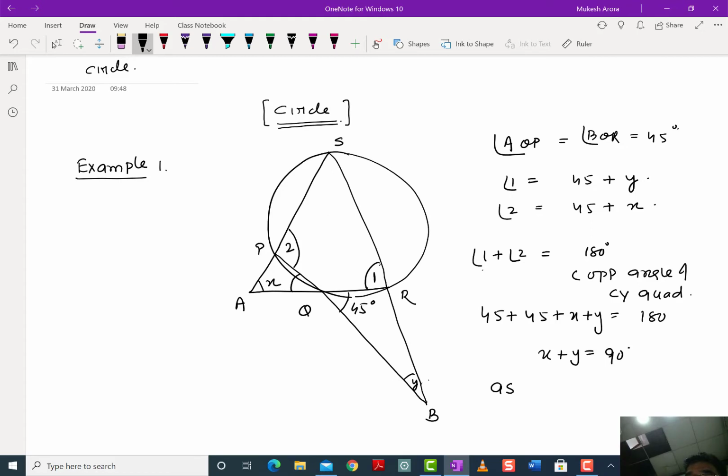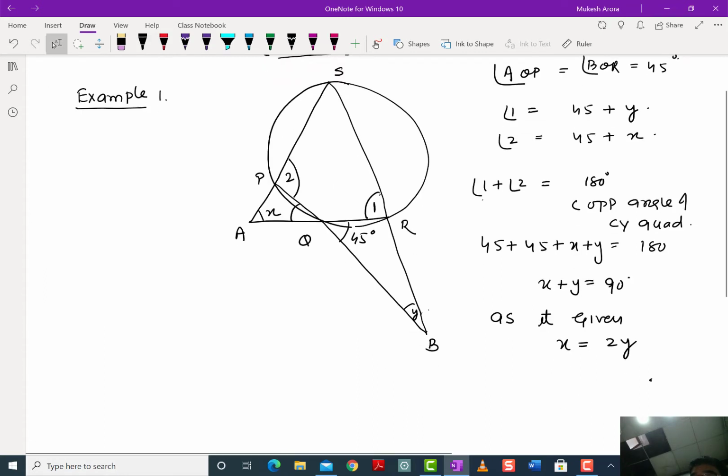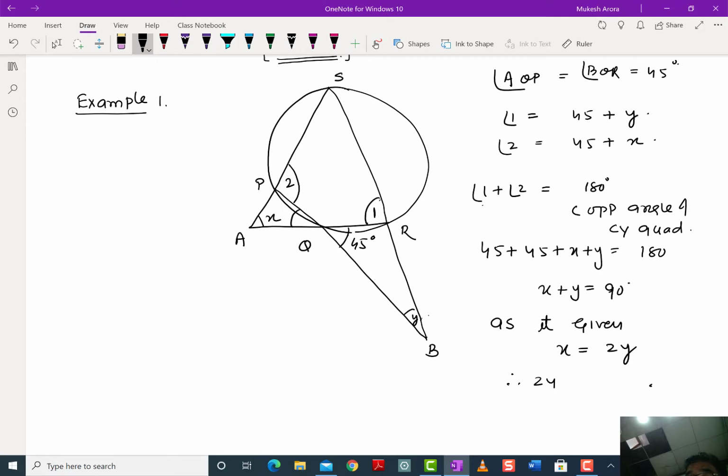As it's given, angle X is equal to 2Y, so therefore 2Y plus Y is equal to 90, 3Y is equal to 90, Y is equal to 30. So X is equal to 2Y, so X is equal to 60 degree.